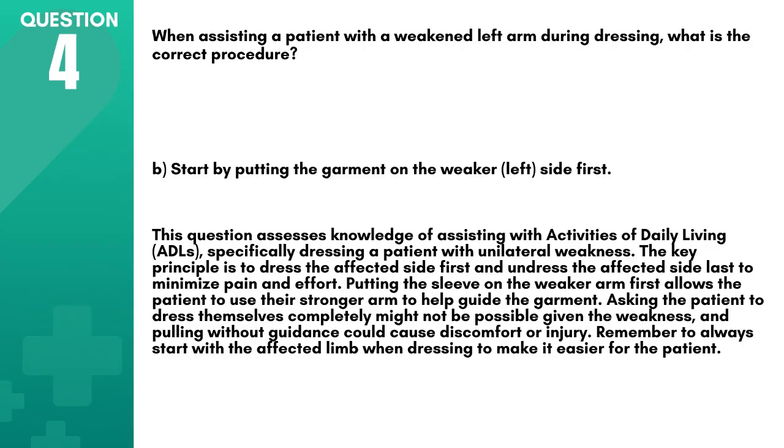effort. Putting the sleeve on the weaker arm first allows the patient to use their stronger arm to help guide the garment. Asking the patient to dress themselves completely might not be possible given the weakness, and pulling without guidance could cause discomfort or injury. Remember to always start with the affected limb when dressing to make it easier for the patient.